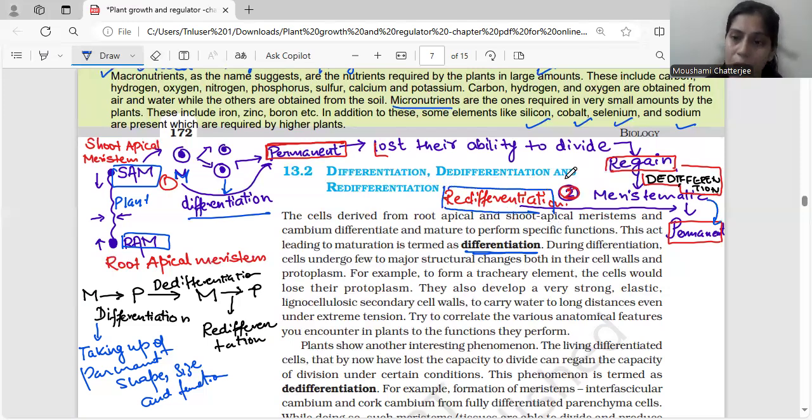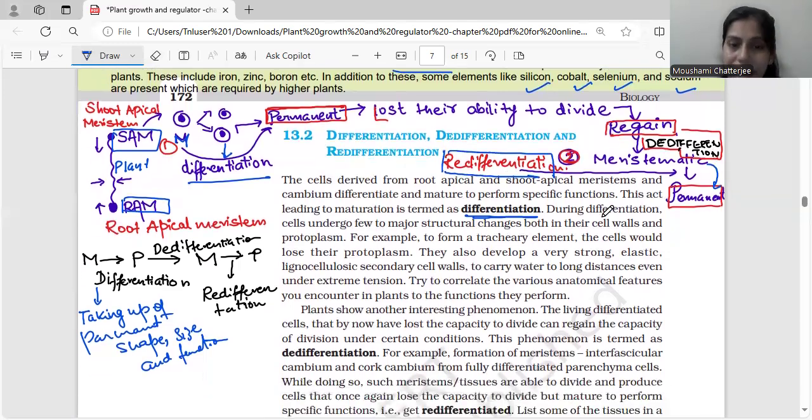So, how we see that the meristematic tissue is getting transformed into permanent tissue, and further permanent tissue is getting transformed into meristematic tissue, and this basically redefines differentiation, dedifferentiation, and re-differentiation. I hope this is absolutely clear. Okay, so let's understand what the NCERT says. So this act leads to maturation and is known as differentiation.